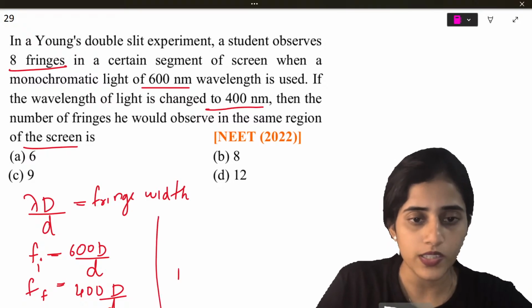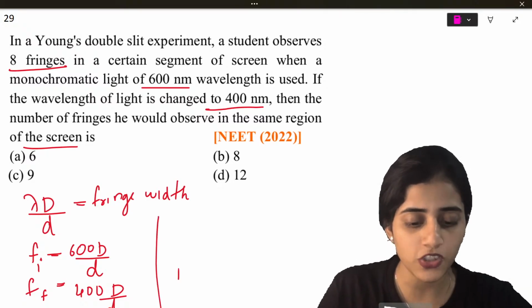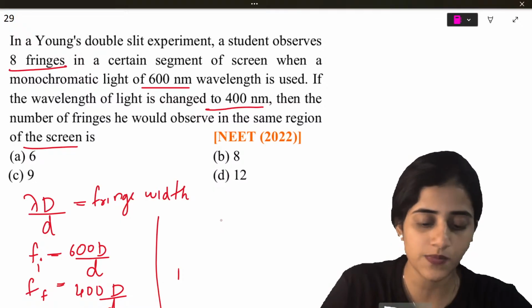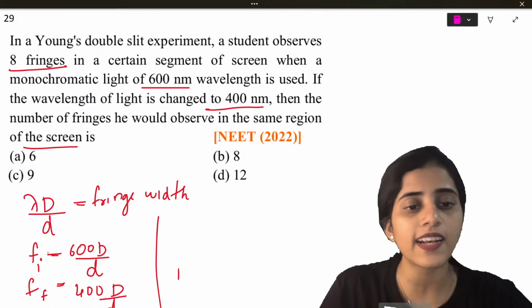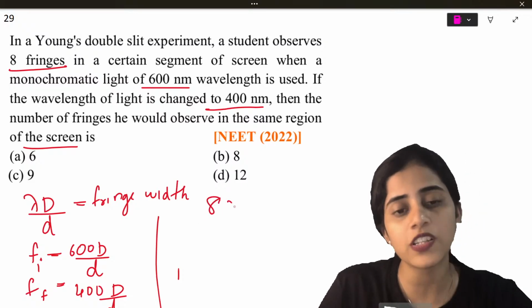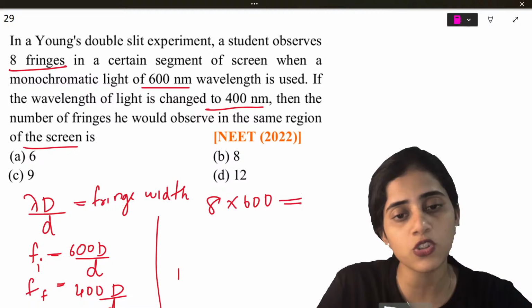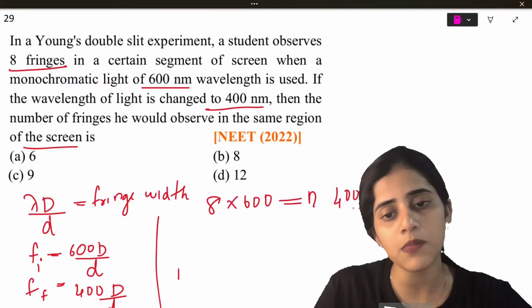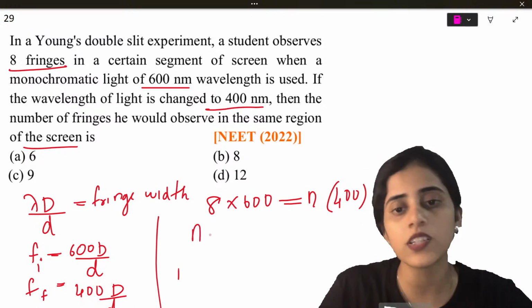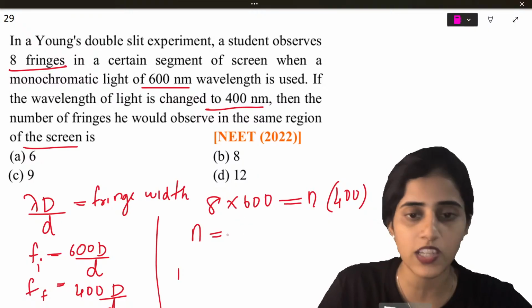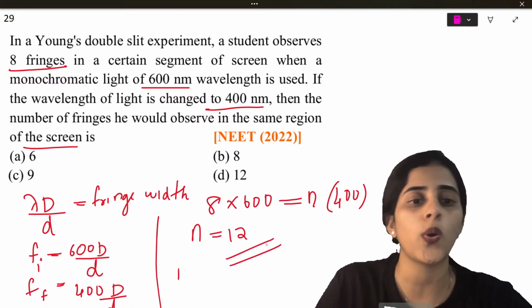Now I will find out the relationship between them, the number of fringes the observer would see in the same region of the screen. We know that there are 8 fringes initially. So 8 fringes into wavelength 600 should be equal to some n fringes into wavelength 400. So n is equal to 8 into 600 by 400, which gives you 12.